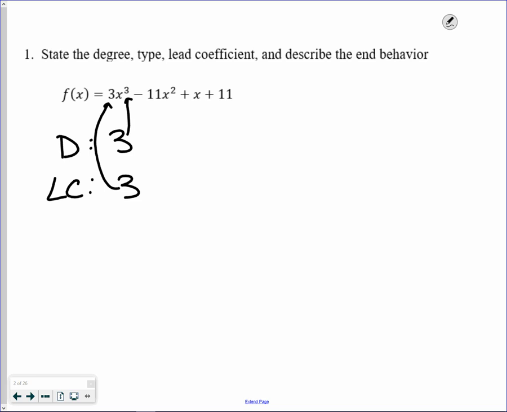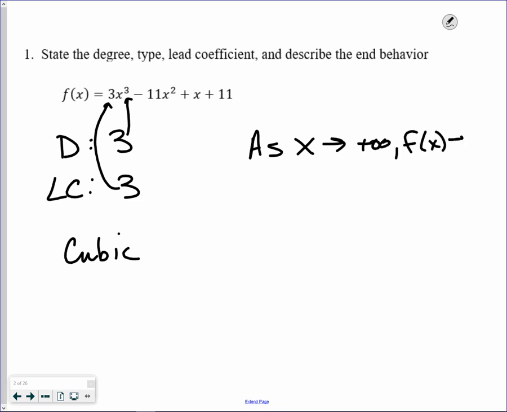Describing the type now, it's a cubic. If it was an x squared, it'd be a quadratic. If it was an x to the fourth, it'd be a quartic, but it's a cubic. And then on your test, it will say as x goes to positive infinity, f of x goes to, and then it'll have a blank. And as x goes to negative infinity, f of x goes to blank. Again, that will be on your test already.